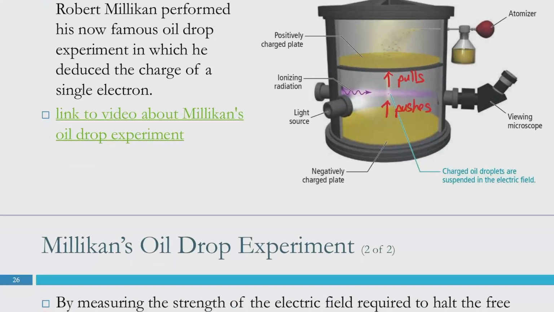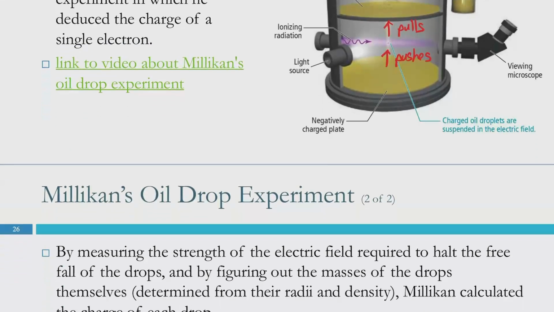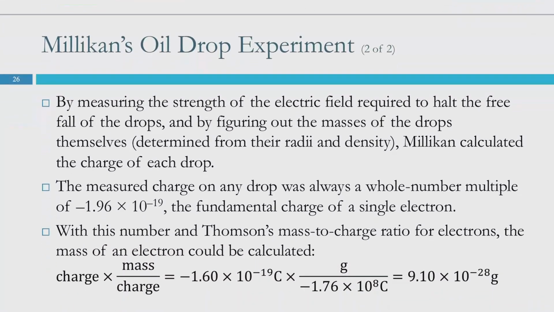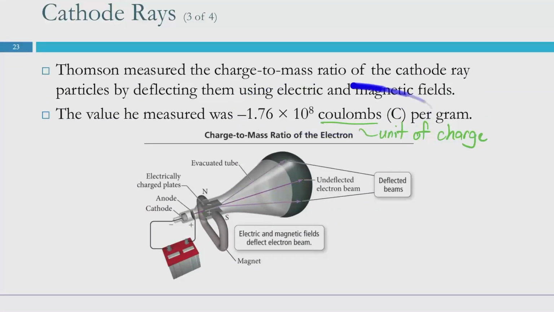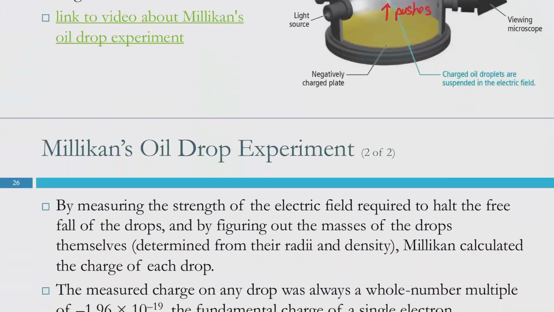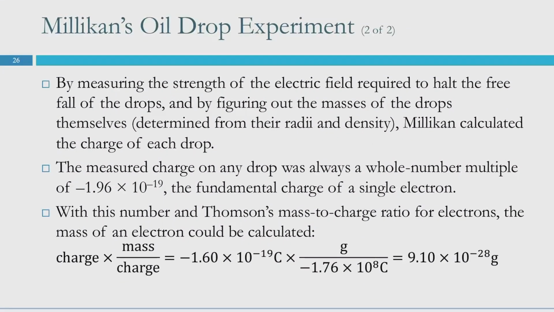And so through this experiment, he was able to figure out the charge on a single electron. Because we already knew the mass to charge ratio, this number, we already had the coulombs per gram. So Millikan was able to use this coulombs per gram number to figure out the charge on a single electron. It's all stuff that we kind of just skim over.